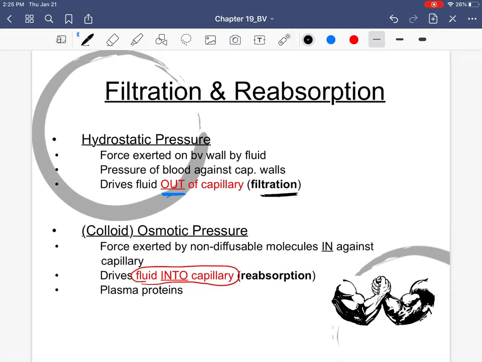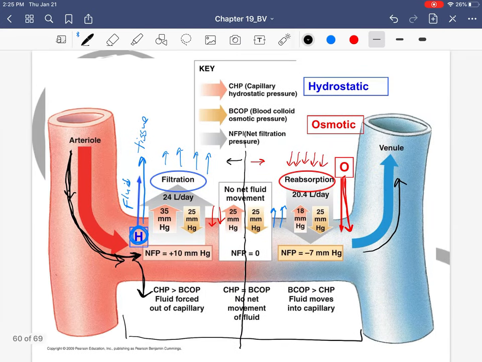Now, sometimes you'll see these terms. The hydrostatic pressure that drives fluid out of the capillaries into the tissues is sometimes referred to as a filtration pressure, versus the osmotic pressure, which forces fluid from the tissues back into the capillaries. That can sometimes be referred to as a reabsorption pressure. I'm going to stick more to hydrostatic and osmotic, just for ease of understanding.